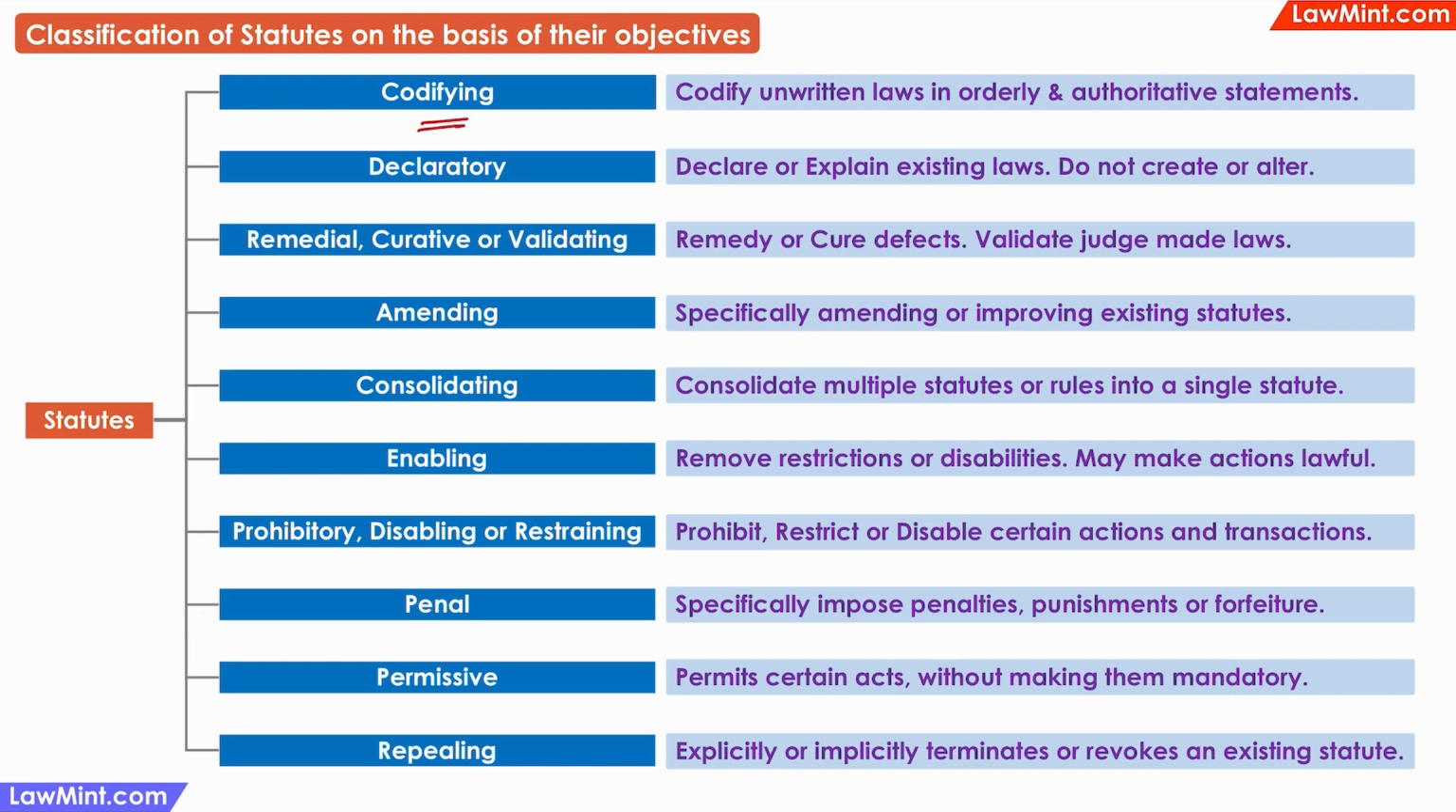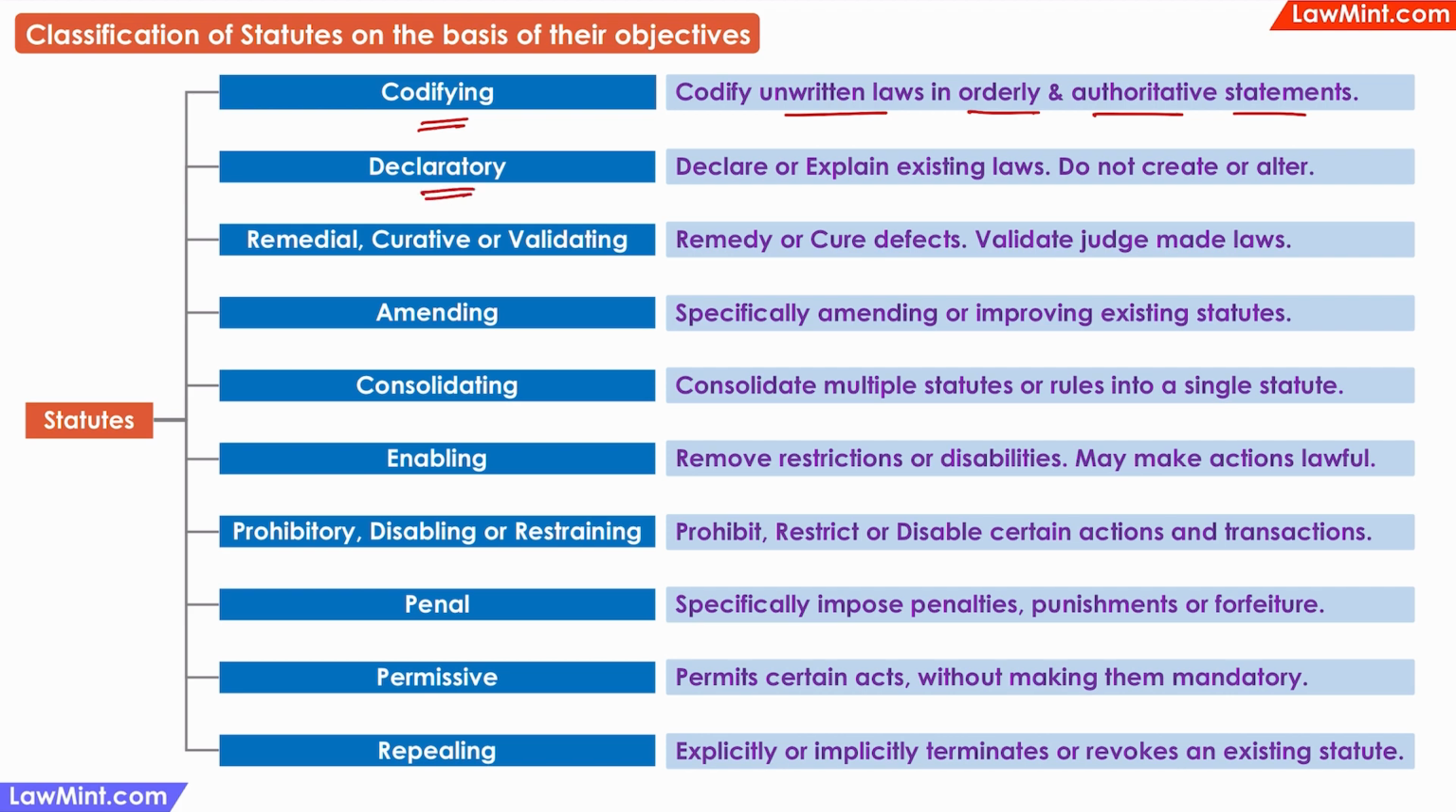Codifying statutes codify unwritten laws in orderly and authoritative statements. For example, there were several customs and traditions that were historically being followed by various communities and groups of businessmen. If anyone broke such customs, then that person would be punished by banning him or her from trading with anyone else in that group. Now the Contract Act codified many such customs and traditions into an orderly and authoritative document.